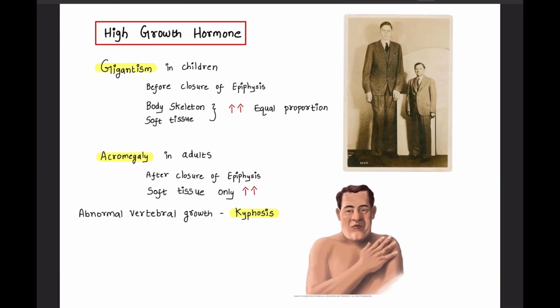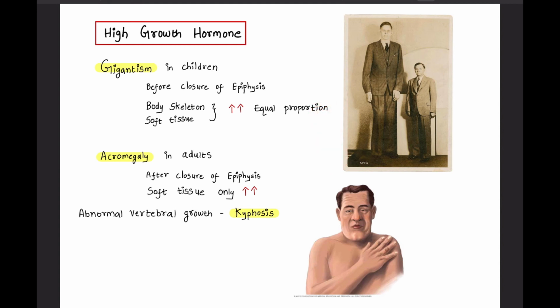In acromegaly, what happens is in these acromegalic patients there will be an increase in the growth hormone after the closure of epiphysis. So the bone cannot add to the length. Instead, it can add only to the thickness, because there is closure of epiphysis. So there will only be an increase in the soft tissue, and there will not be any increase in the length of the body skeleton.